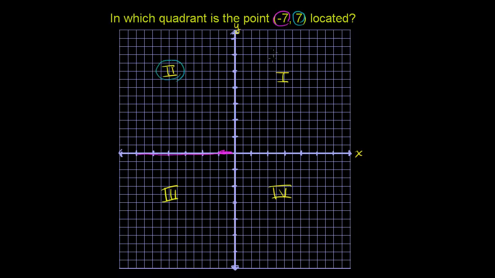The other way to think about it is you could literally just plot this point and see that it falls in the second quadrant. So let's do that. If x is -7, that's -1, -2, -3, -4, -5, -6, -7. Did I do that right? 1, 2, 3, 4, 5, 6, 7. So this is x is -7, and then we have to go up 7 because y is equal to +7. So 1, 2, 3, 4, 5, 6, 7. So the point -7, 7 is right over here. Clearly it lies in the second quadrant.